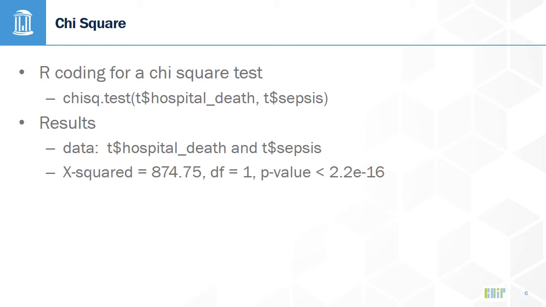In this example, we are using R to determine if the two categorical variables, hospital death and sepsis, are highly related to one another. The data frame in this example is T, and the columns selected from this data frame are hospital death and sepsis. After running this code, we are given a chi-square value, the degrees of freedom, and a p-value. The higher the chi-square value, the larger the difference between the observed and expected outcomes for the variables being compared. The p-value, on the other hand, is used to determine if the results are statistically significant.